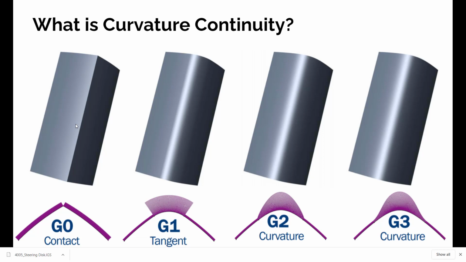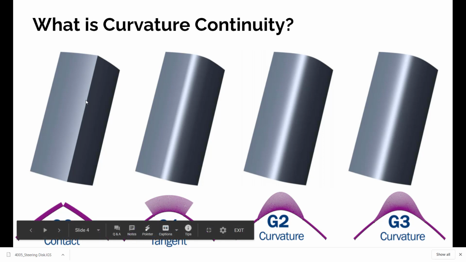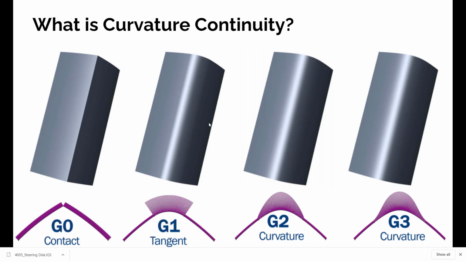That's when you've got an angular corner, you've got G0 or C0. Those are the two letters that people use depending on what software or math they're using. You'll either see a C or a G, but we're using G in this example. G0, you've got an edge with an angle.